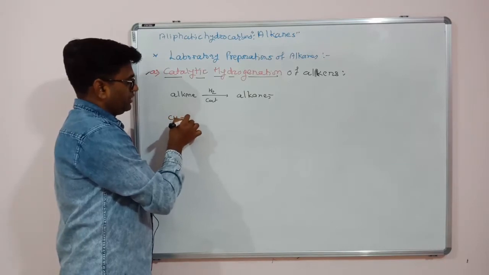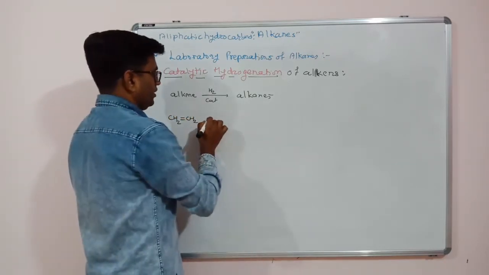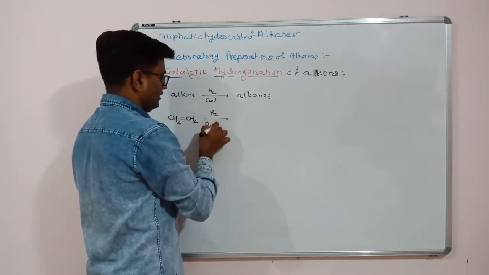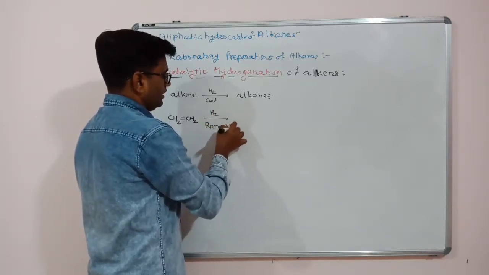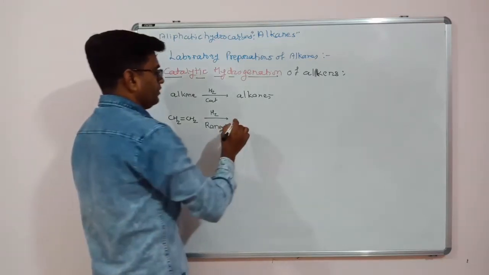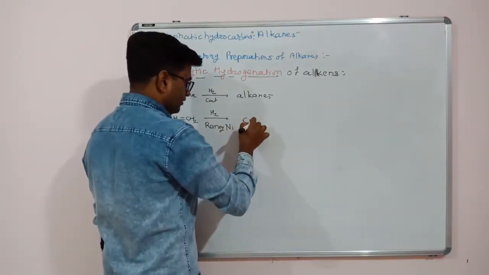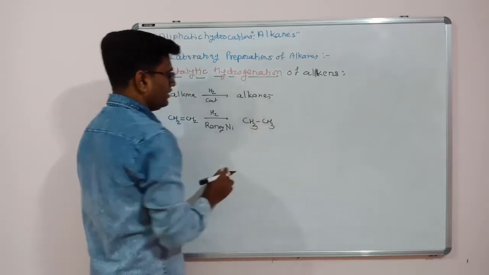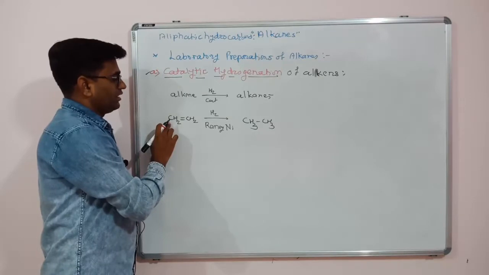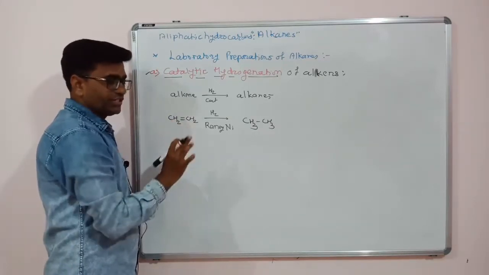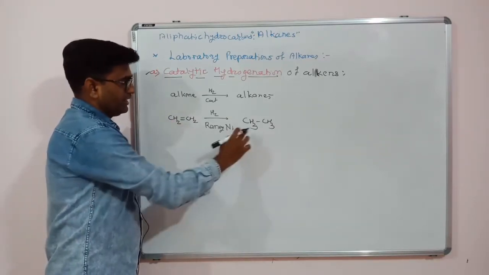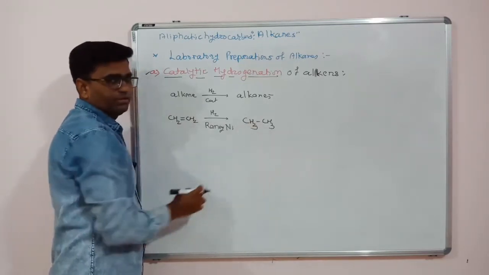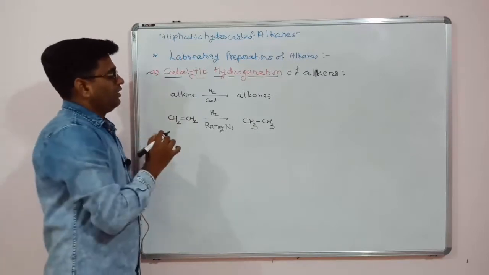So likewise, for example, CH2 double bond CH2. Catalysts are like Raney nickel. So what will happen? The double bond is converted to a single bond and one hydrogen is added to each double-bonded carbon. बघा इथे चेंज काय होतं, इथे काय होतं CH2, इथे काय झालं CH3, इथे काय होतं CH2, इथे काय झालं CH3. डबल बॉन्डचं काय झालं, सिंगल बॉन्ड. So this observation you should do.